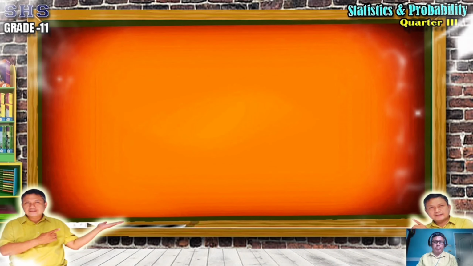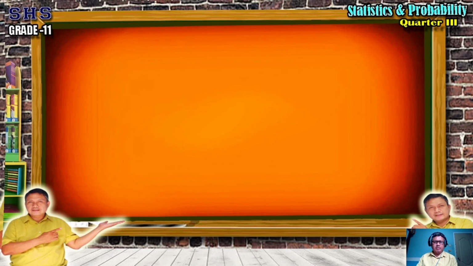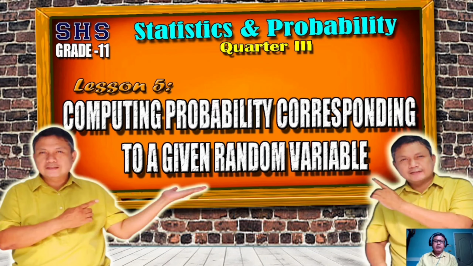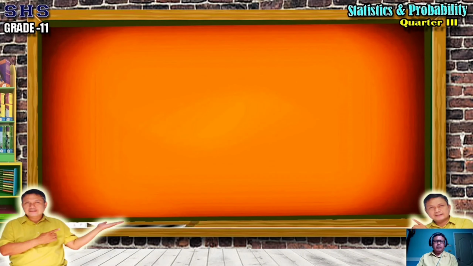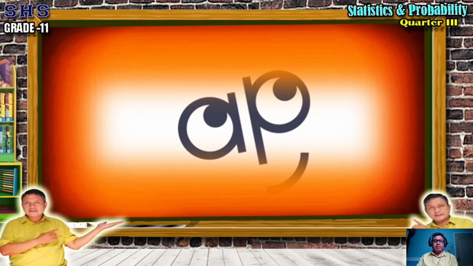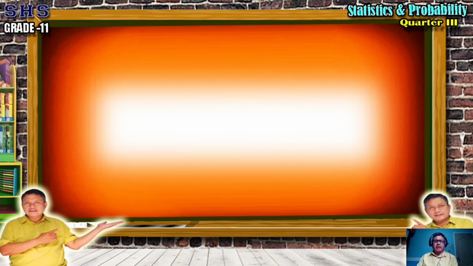So again, let us now proceed in discussing lesson number 5. Good day everyone. At this time, let us now proceed to lesson 5. Computing probability corresponding to a given random variable. So, ito po yung pinaka-topic natin ngayong araw na ito. And now, paano po natin kukumputin yung probability corresponding to a given variable? To start with, let's have a short recap regarding our last topic.